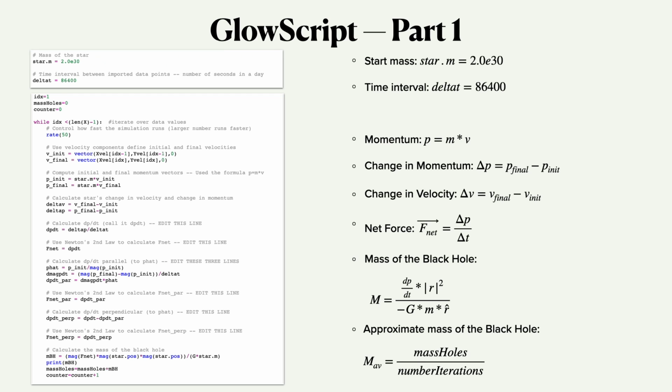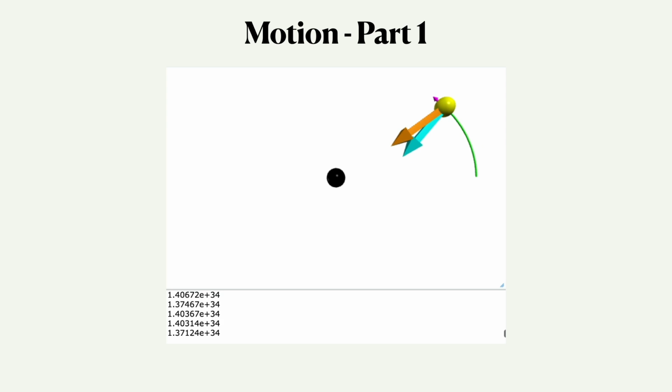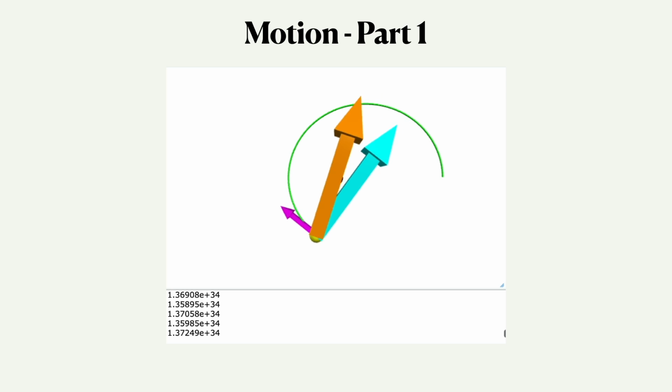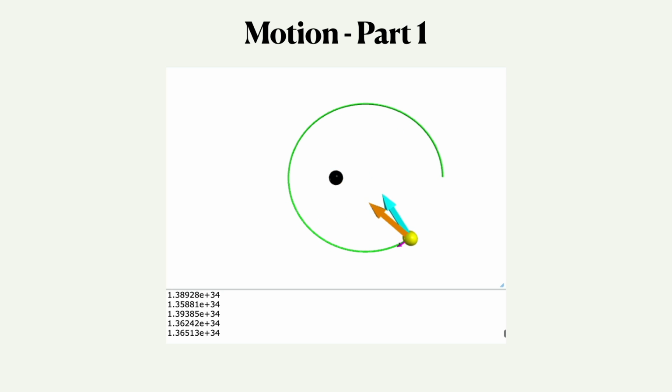After that, I calculated perpendicular and parallel components of the net force and found the mass of the black hole for each iteration in the while loop using the formula I derived before. After the while loop, I found the approximate mass of the black hole by dividing the sums of masses in each iteration by the total number of iterations. After modifying code in GlowScript, I ran the program and observed the motion of the planet on the trajectory around the black hole.